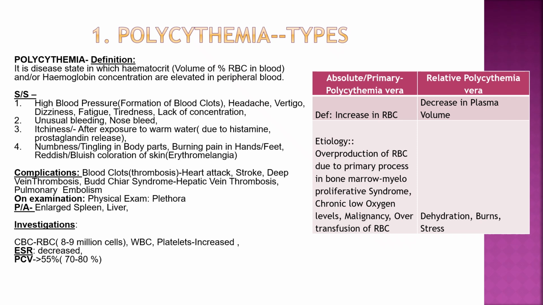First is polycythemia. It is a disease state in which hematocrit, the volume of RBCs in blood, is increased, or hemoglobin concentration is increased in the blood. Symptoms are high blood pressure, formation of blood clots, headache, vertigo, dizziness, fatigue, tiredness, lack of concentration.